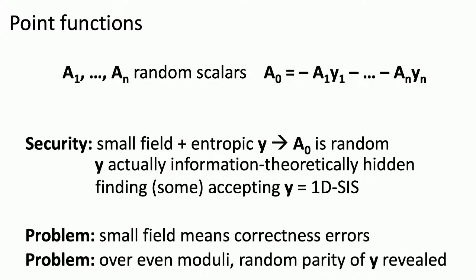Don't you need the rank to be actually quite large though? Yes, for correctness. So we get an information theoretically secure point function obfuscation that is somewhat correct. At least we know that it accepts y. But as Daniel just pointed out, when you have a small field, you introduce correctness errors, because in the range where the leftover hash lemma works, there will be many y's that map to the same a0, and all of those y's will be accepted by the program. So it cannot be information theoretically secure and have perfect correctness.